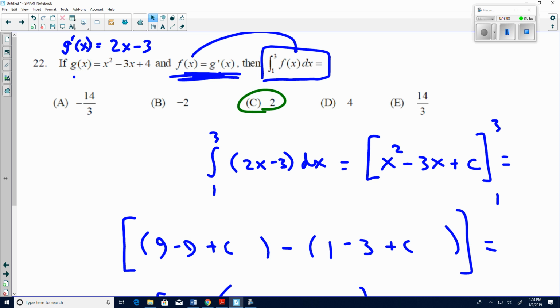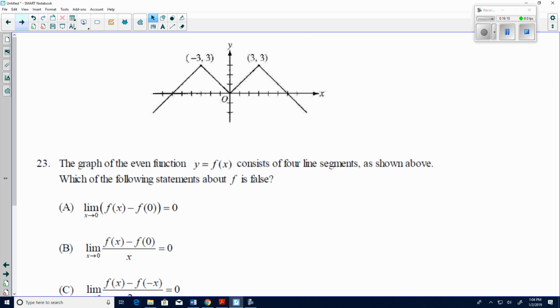23. The graph of an even function consists of 4 line segments as shown above. Remember what even means, that f of negative x is the same as f of x, right? Symmetric about the y-axis, and we sort of see that here.